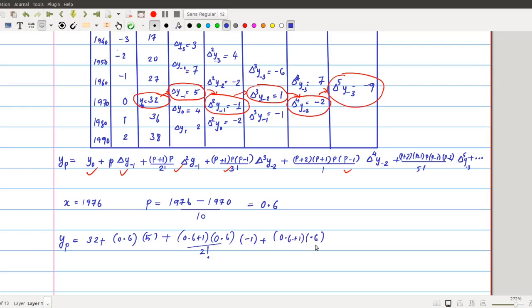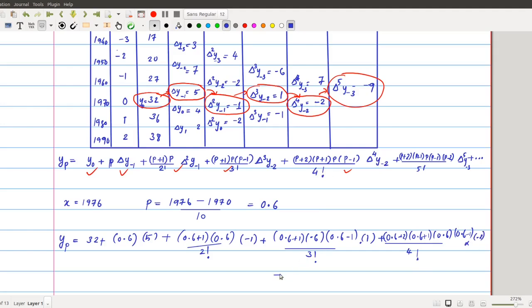Okay, now we have p plus 1 into p minus 1, 0.6 minus 1 divided by factorial 3 times this delta cube y minus 2, that is delta cube y minus 2 is this one, that is 1 again, so you multiply it with 1. Now the fifth term, okay, the second last term will be p plus 2, that is 0.6 plus 2 into 0.6 plus 1 into 0.6 into 0.6 minus 1 divided by 4 factorial, times this value, delta raised to 4 y minus 2, that is minus 2, so this times minus 2.